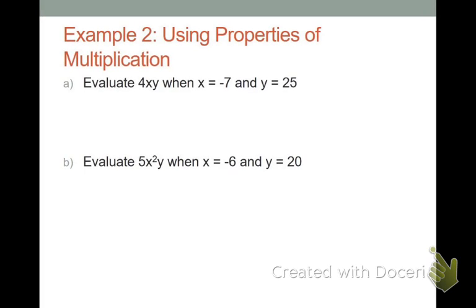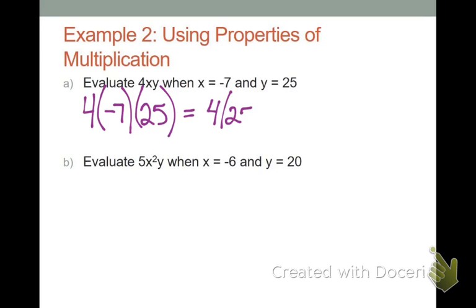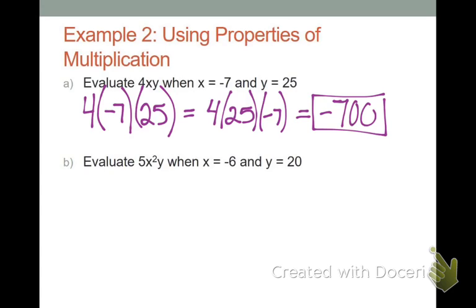All right, so we make our substitution: 4 times negative 7 times 25. So what do you think, which terms would be easier to multiply first? 4 and 25. 4 times 25 times negative 7. Well, what's 4 times 25? 100. What's 100 times negative 7? Negative 700. You see, we were able to do that without doing any math or working anything out on the side.